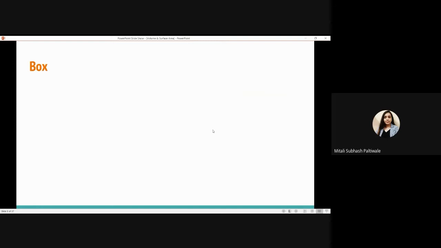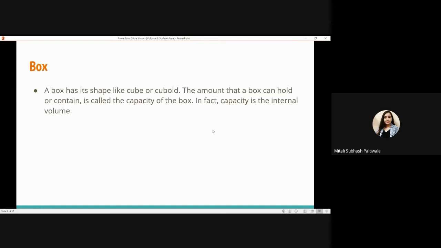And one more thing it will have is the capacity of a box to hold something inside it. So there has to be some capacity. So yeah, let's see.